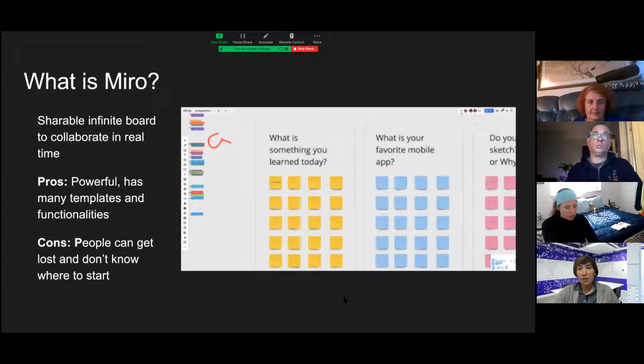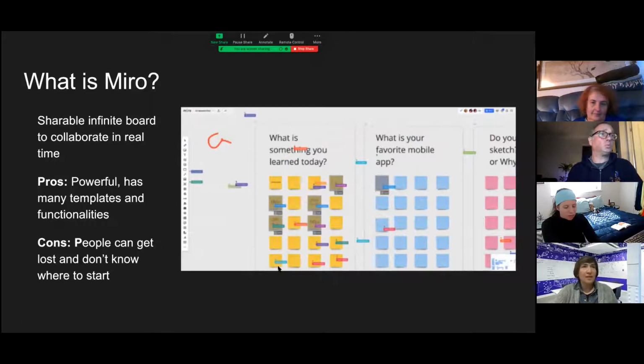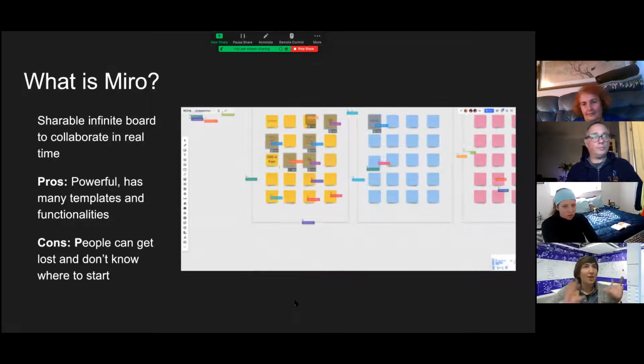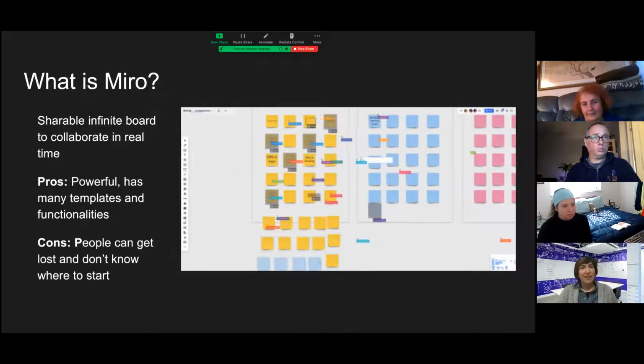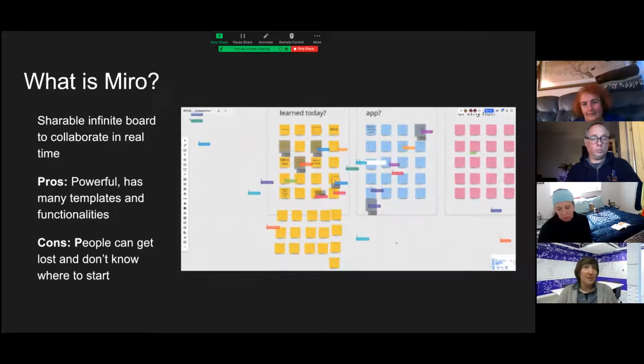So before showing the demo of how I use Miro, I want to say a few things about Miro in case you haven't used it. It's a tool that is mainly for real-time interaction. In a sense, I would say it's a shareable infinite board to collaborate in real time. The good thing about it is that it's really powerful because it has many templates.